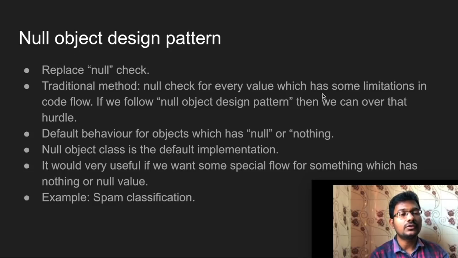A null check for every value has some limitations. If you have failed to put the null check, then that would cause some exceptions. For example, A equal to null and B equal to 5, so null plus 5 will throw a null pointer exception.